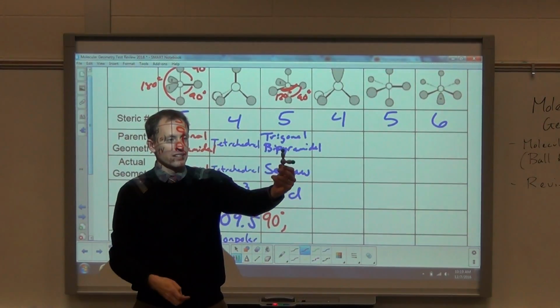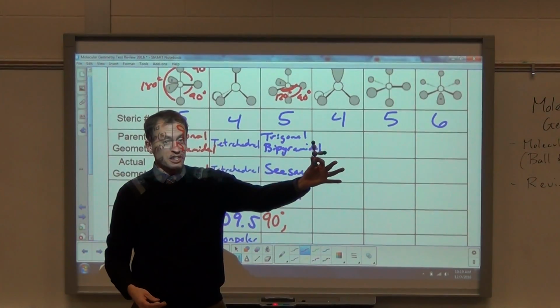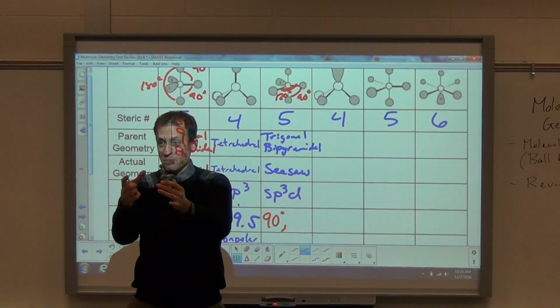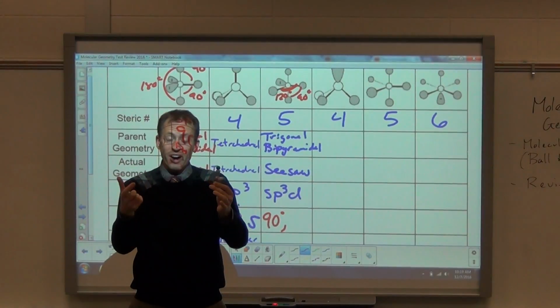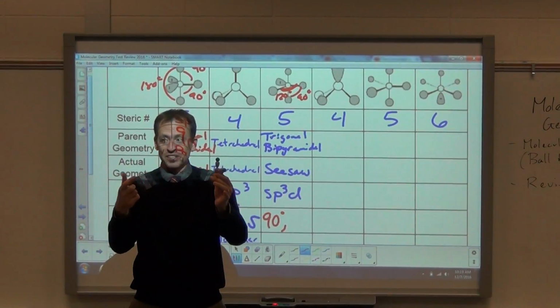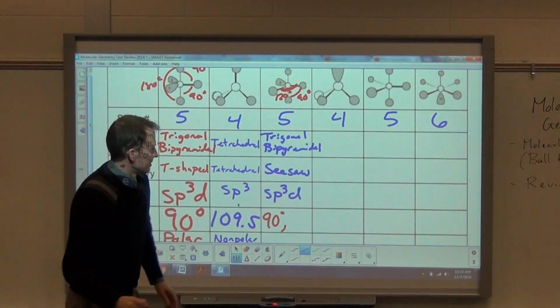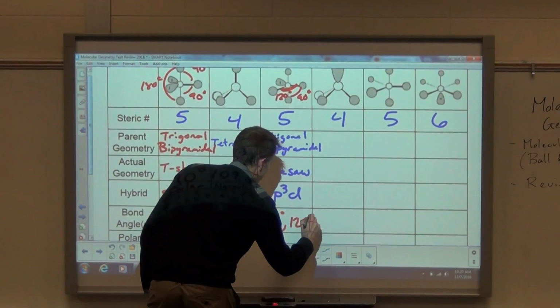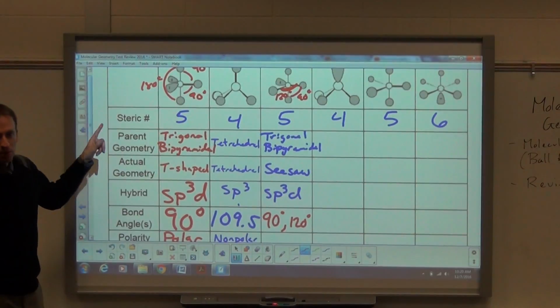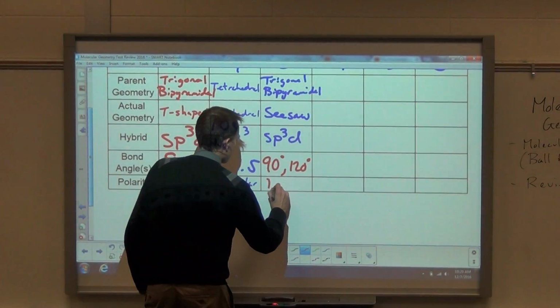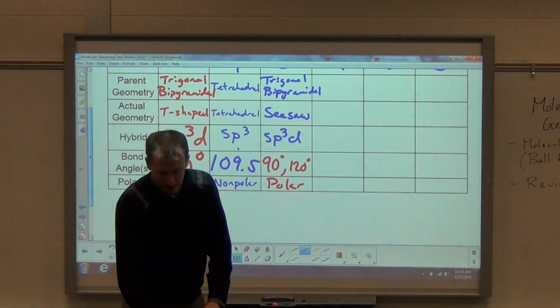There's part of a triangle left. And a couple people have asked really good questions. Well, that's a lone pair. Wouldn't it actually push it a little tighter? That is awesome, and that is right. But we're not going to worry about all that so much, okay? Polar, non-polar? Polar. It's not even.